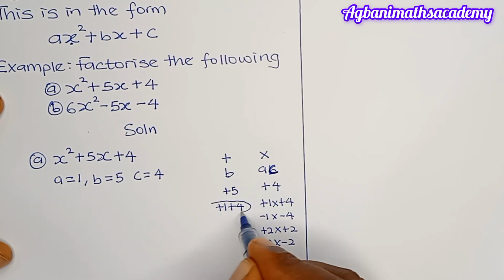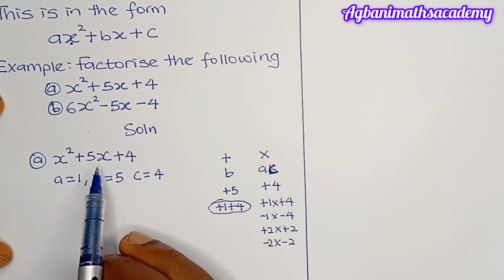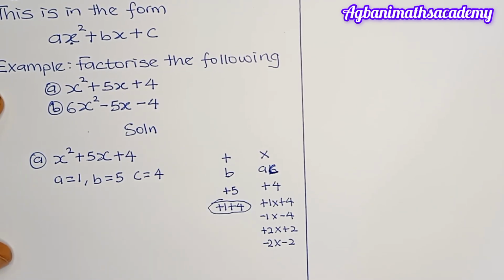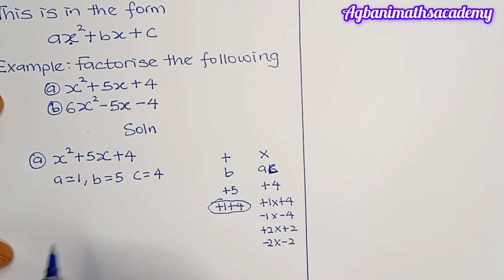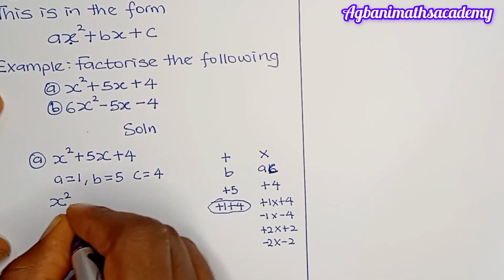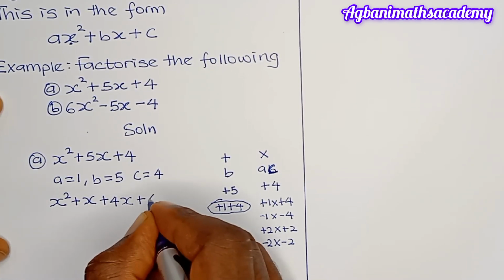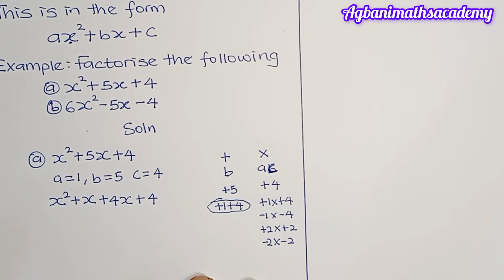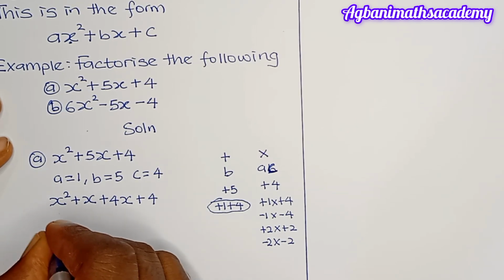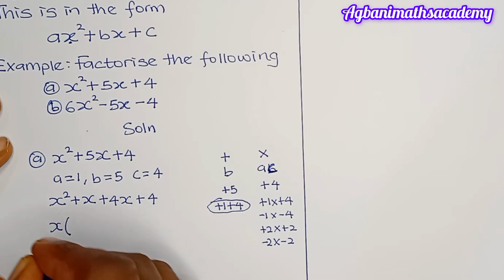So these are the 2 numbers we are going to use to replace 5x. So instead of having 5x, we are going to have plus x plus 4x. So we have succeeded in splitting this number into 2. So we are now going to have x squared plus x plus 4x plus 4. So now we can factorize by grouping, just as we did in our previous video. Okay, so we are going to factorize these 2 together, and we are going to factorize these 2 together. So let's factorize here. x squared and plus x. What is common is x. Parentheses.